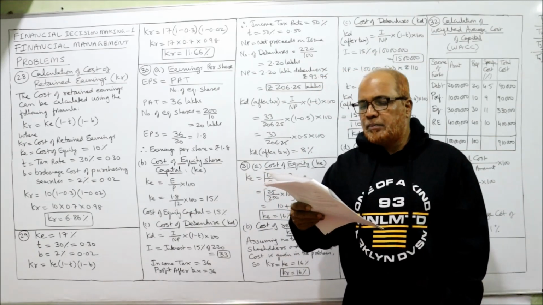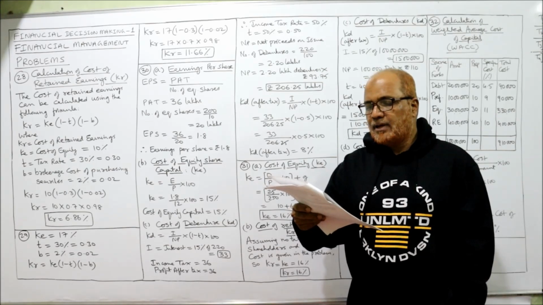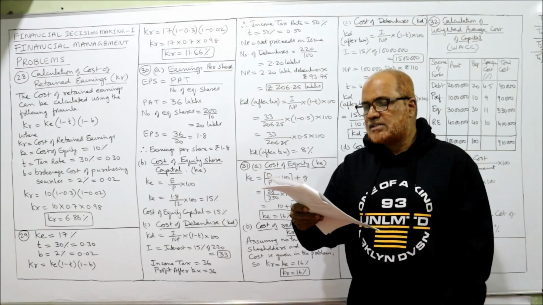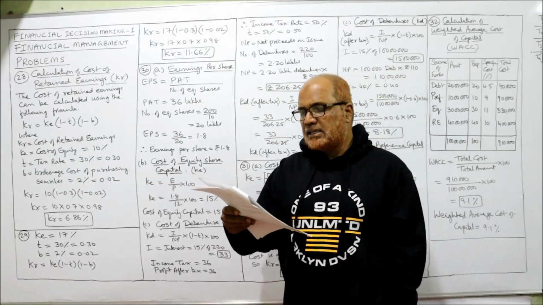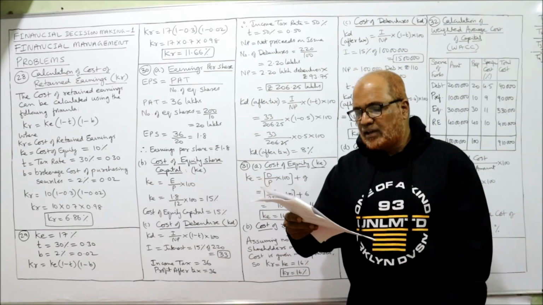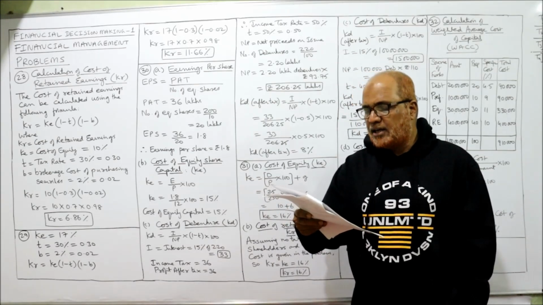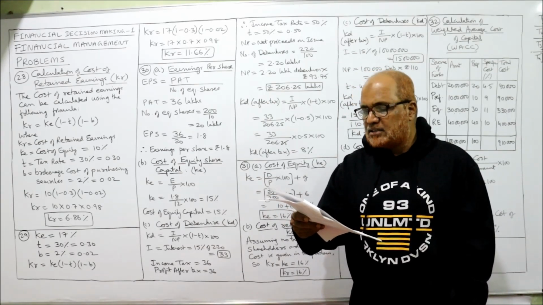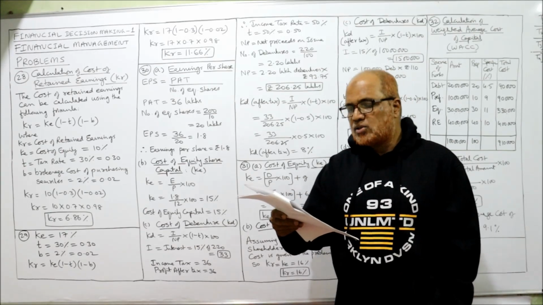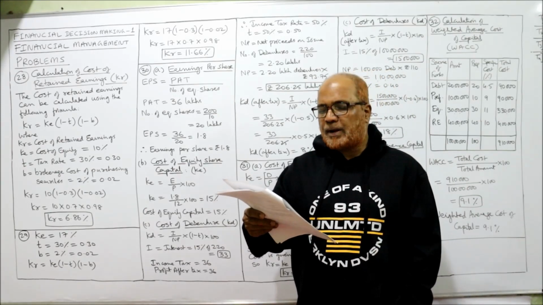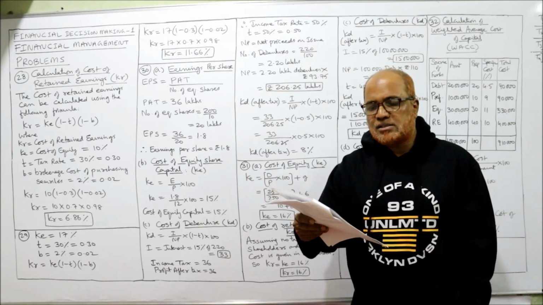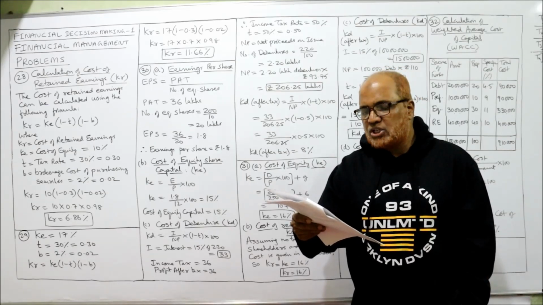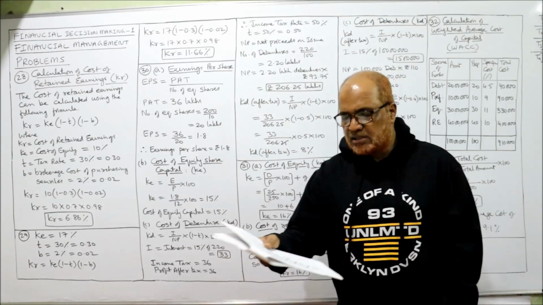Equity share capital, rupees 10 each, 200. Then reserves and surplus 100, and 15% debentures of rupees 100 each, 220 lakhs. So total 520 lakhs. The market price of equity share is rupees 12 and of debenture is 93.75. Find out the earnings per share, cost of equity shares and cost of debentures.